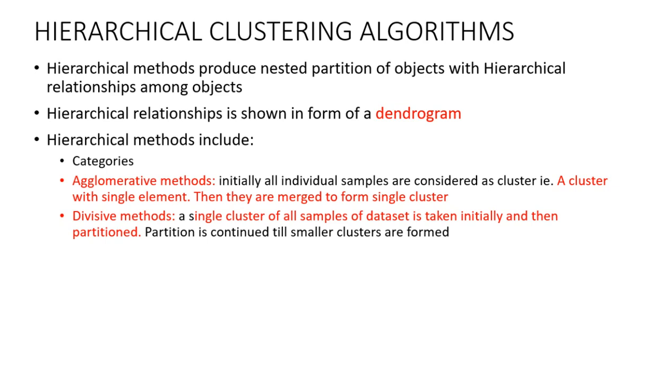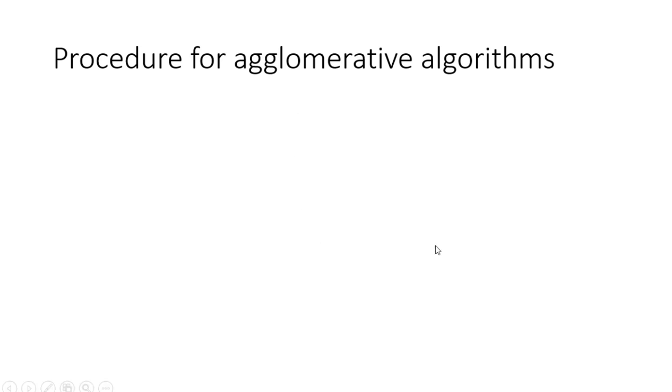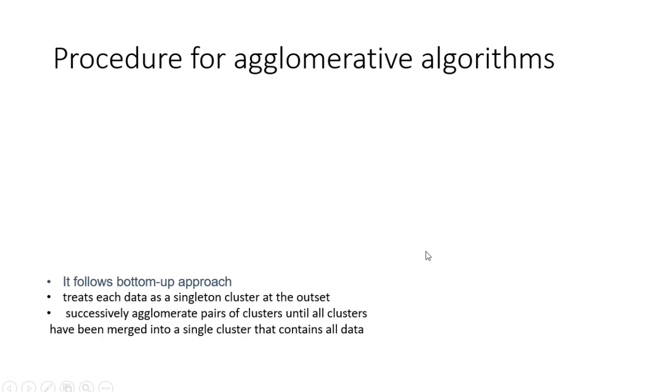So what we do here is we have clusters. We merge the clusters to form a single cluster. So that is the agglomerative method. Agglomerative means merging. So we have clusters, we merge them together to form a single cluster. That is agglomerative. Divisive method is the reverse. As the word itself says, we divide. So we have a single cluster initially, which we go on dividing to form smaller clusters. So that is the divisive method.